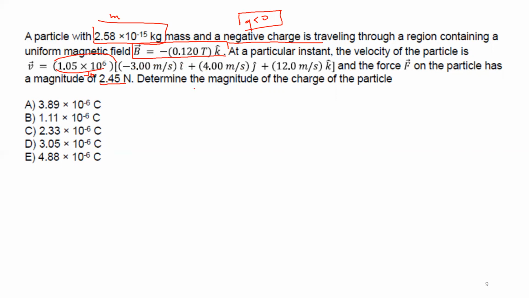So here I have a charged particle in a magnetic field. The magnetic force, FB, is a Lorentz force, QV cross B. Okay, great. So that means that Q is just FB divided by V cross B.